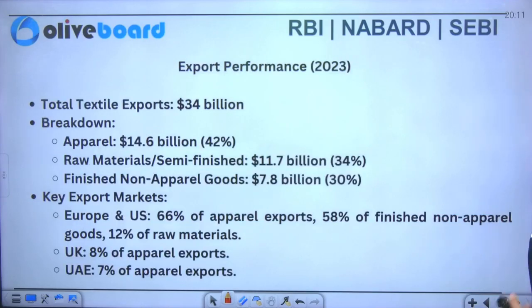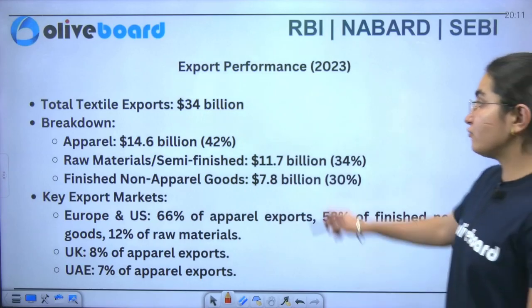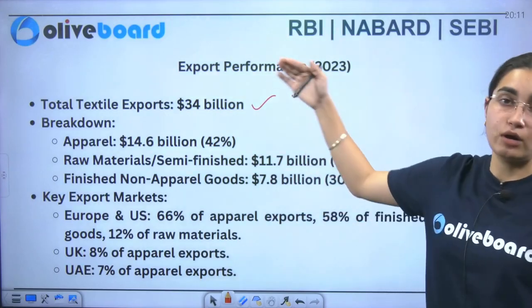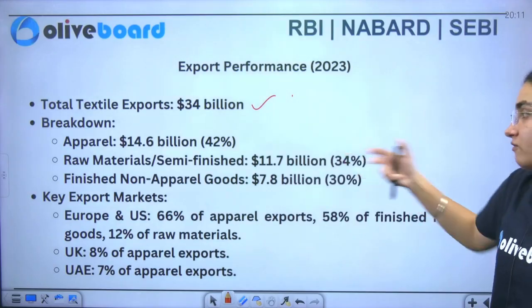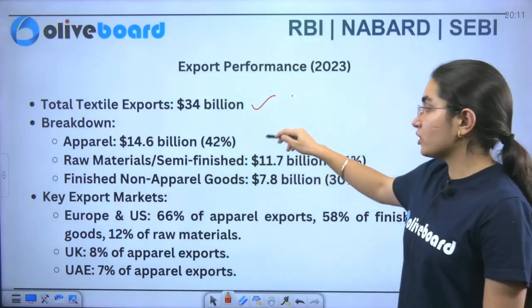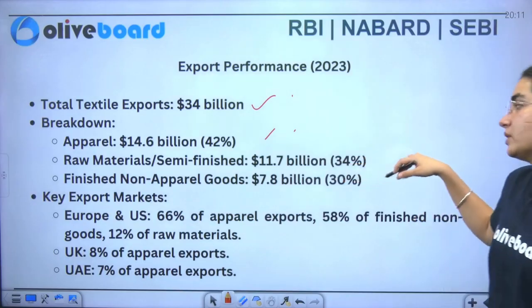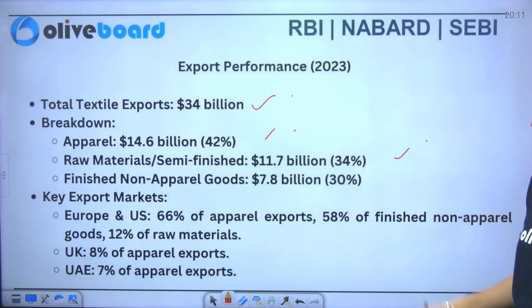That is the entire case here. Now we'll see about the export performance. So you can see here that total textile exports are $34 billion. If I talk about the breakdown, if I talk about apparel separately, and the raw materials and other things separately, you can see apparel is standing at 42%. Similarly, if I talk about raw material and semi-finished goods, $11.7 billion, that is 34%. Finished and non-apparel goods, if I talk about them, it is 30%, $7.8 billion.